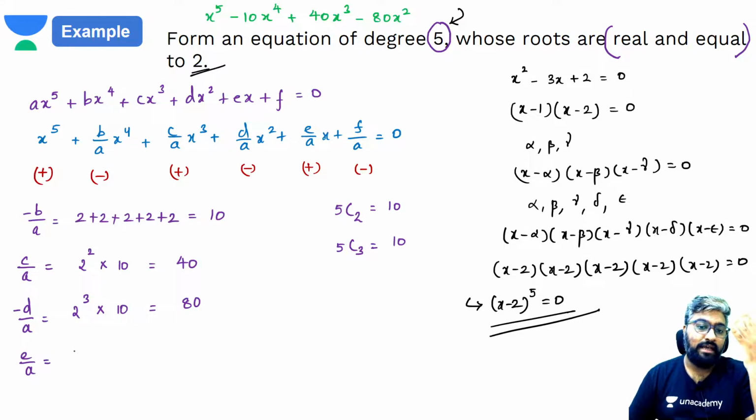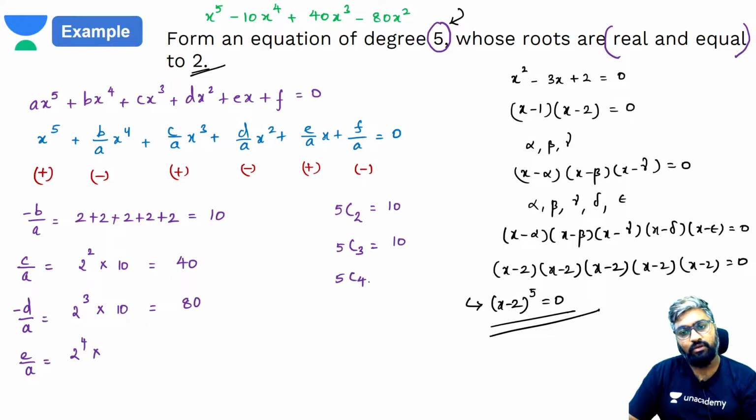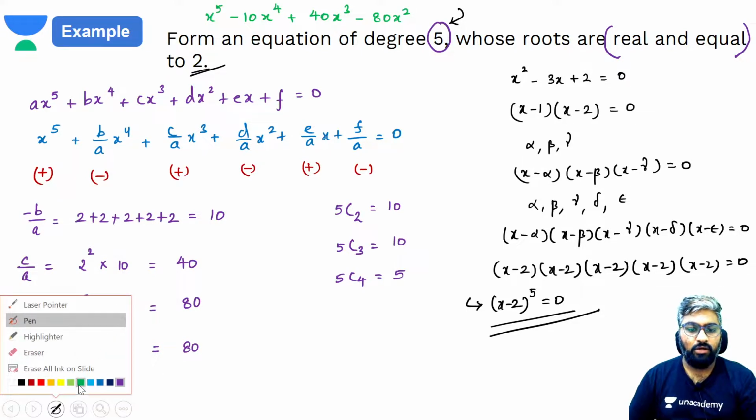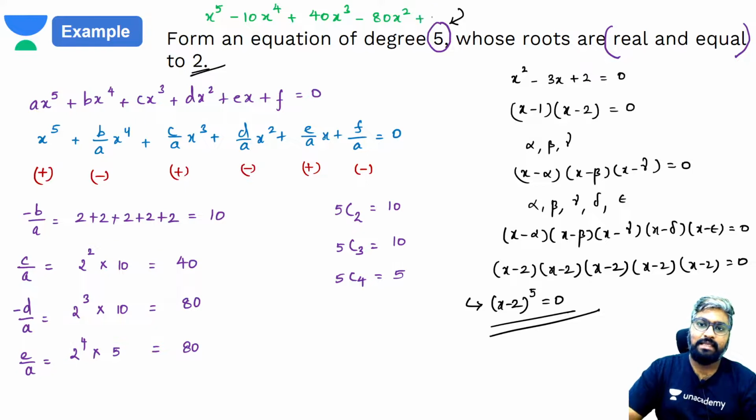Taking 4 at a time, 2 power 4 into how many such terms? 5C4, which is 5. So 2 power 4 into 5. 2 power 4 kya hai? 16. 16 into 5 is 80. Further again, what do you have? Plus 80x.